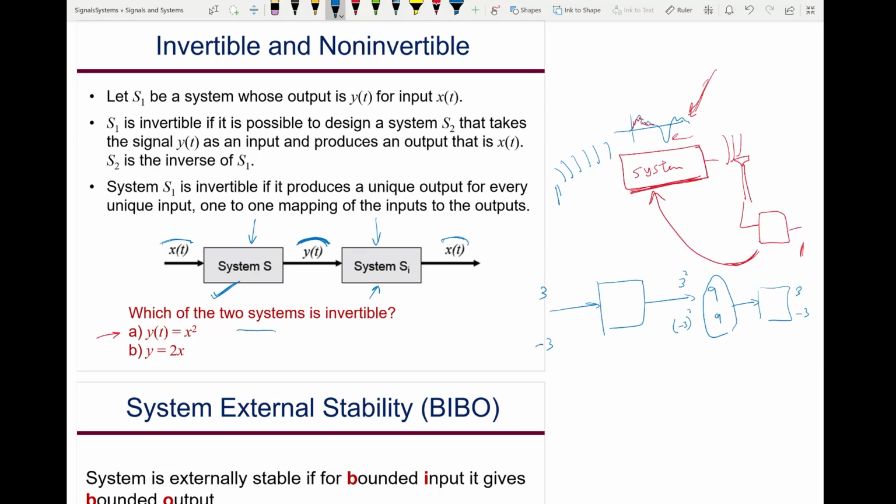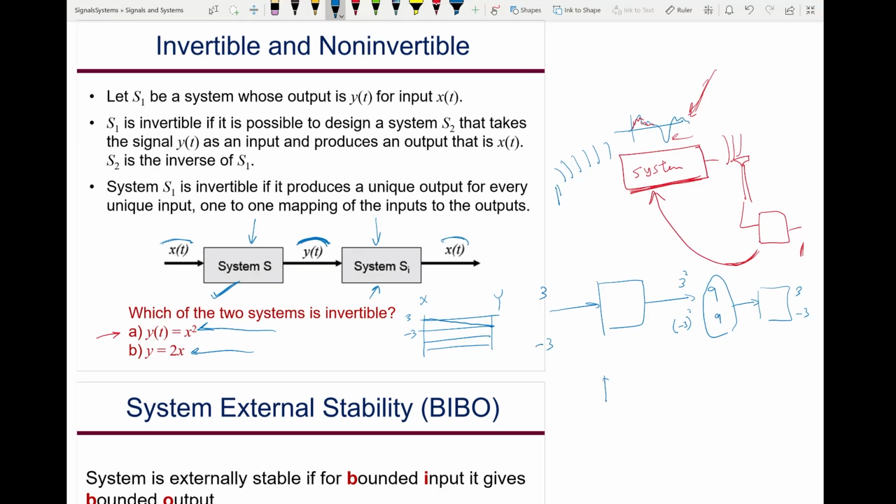So this system is non-invertible. It doesn't map the input x to the output y one to one. In this case, two inputs are mapped to the same output, the 3 and the minus 3. So it's non-invertible. Now, how about this system?